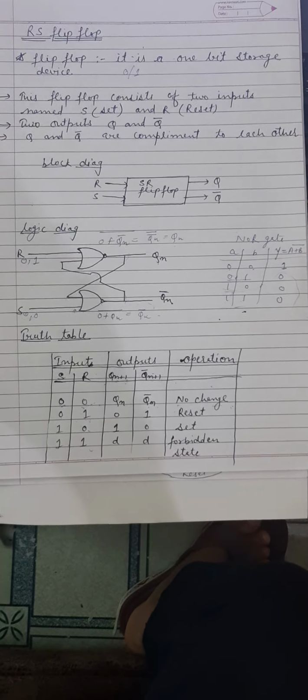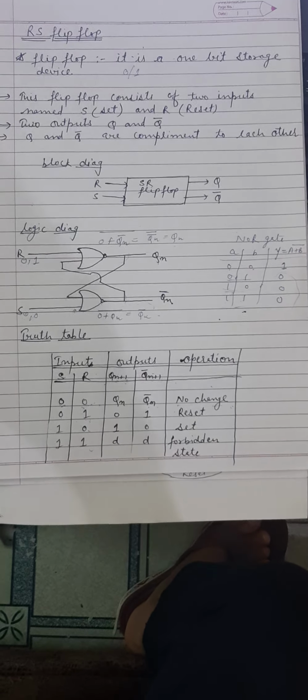So in the first condition, when S and R are 0 and 0, we get outputs Qn and Qn complement. So write it here: Qn, Qn complement, and the operation is no change. Why is it no change? Because when we give 0 0, the output is Qn and Qn complement, which is the previous state. That means whenever we give these inputs, the output is not changing. The output is the previous state, so the operation performed is no change.